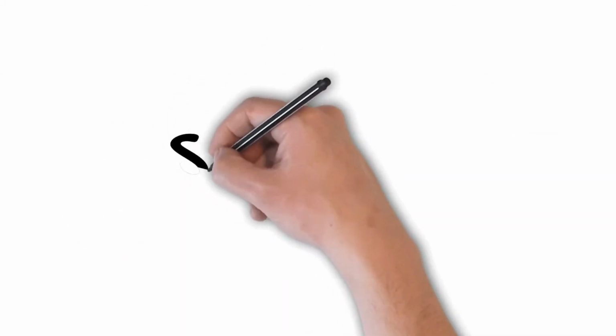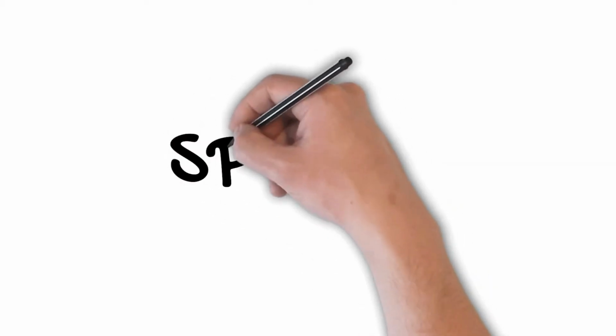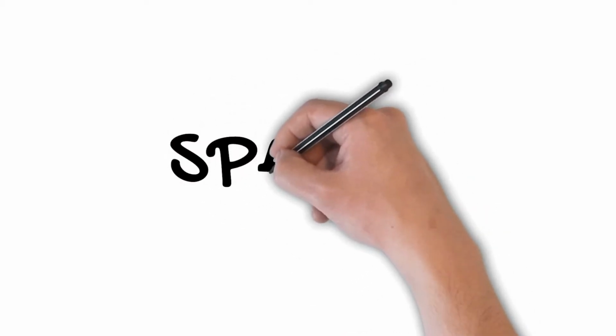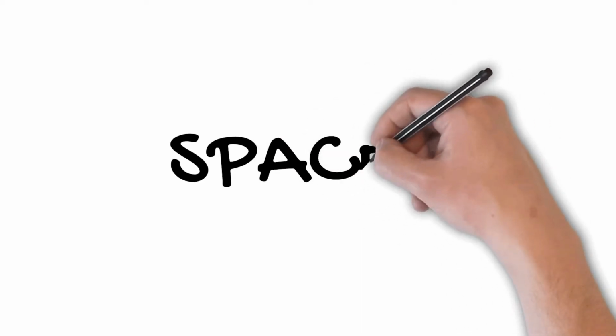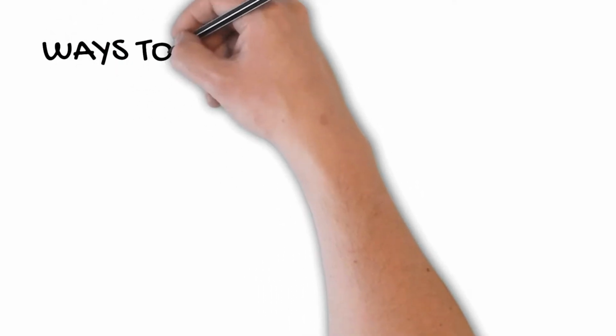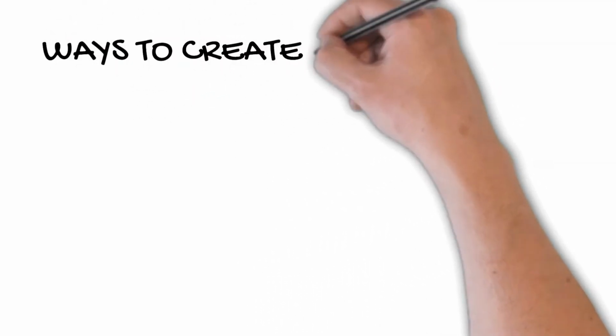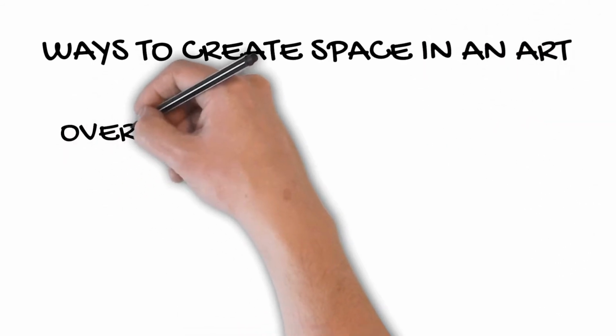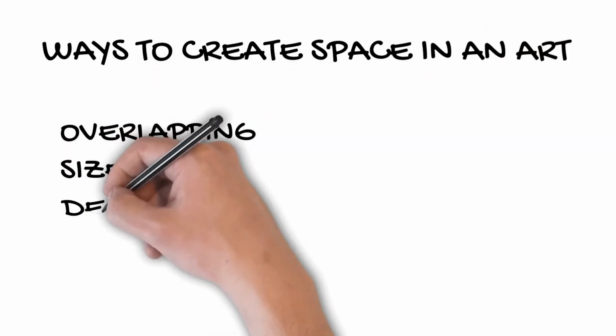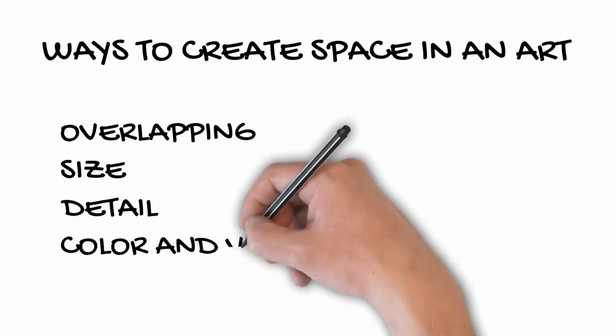Space. In terms of art, it is the area around, above, and within an object. Art without space will usually look flat or floating. Creating space in an artwork is very easy. There are a few ways to create space in an art: overlapping, size, detail, color, and value.